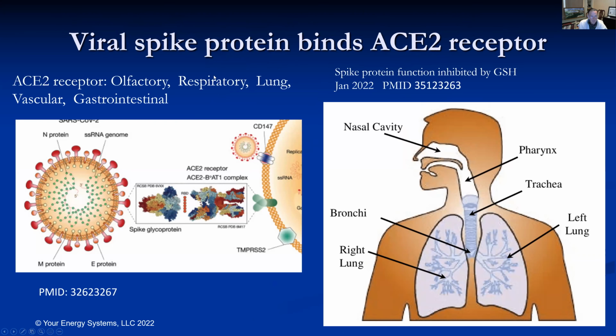Let's talk about the S protein, the spike protein of COVID-19. We're all familiar with this diagram by now, which shows the spikes of COVID-19. And these spikes will bind to the receptor on an element called ACE2, which facilitates the absorption of COVID-19 into cells. ACE2 is found in many parts of the body, including the nose and pharynx, and in the lungs.